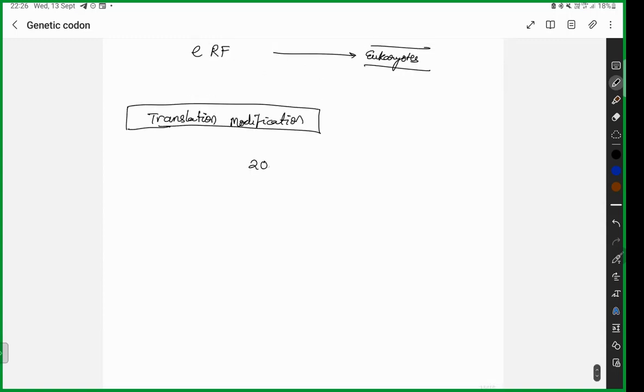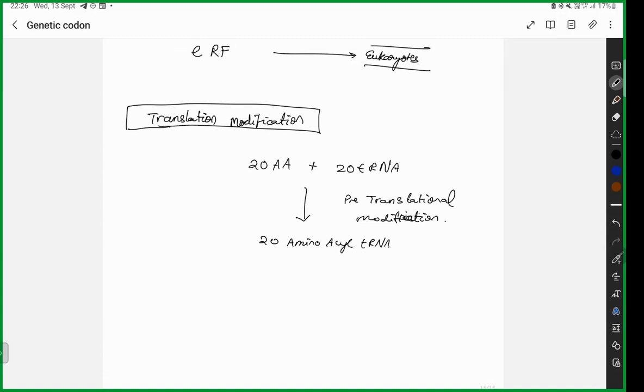You're going to have 20 amino acids and 20 tRNAs at the beginning of this. At this particular phase, there can be pre-translational modification. Afterwards, you're going to have 20 aminoacyl tRNAs.